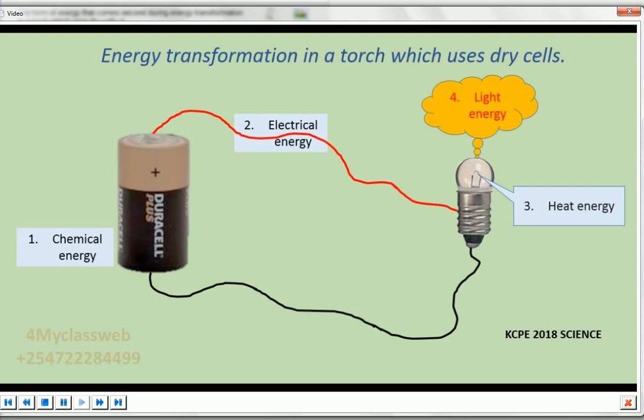So, according to the question, from chemical energy, it will be transformed to electrical energy, which will be step number 2.